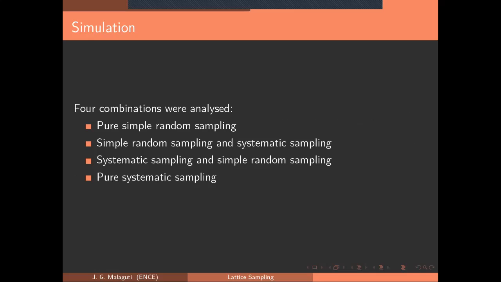For this particular study, 4 combinations were analyzed: pure simple random sampling, simple random sampling for the rows and systematic sampling for the columns, switched for rows and columns, and pure systematic sampling.